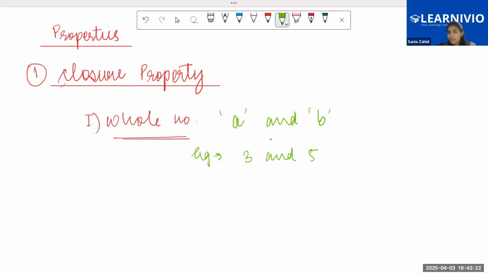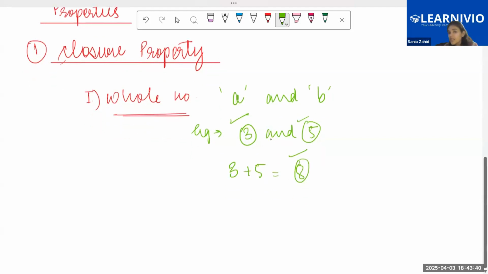Pavan, tell me, is 3 a whole number? Yes, ma'am. Is 5 a whole number? Yes, ma'am. What if I add 3 and 5? What do I get? 8. Okay. 8 is also a whole number.